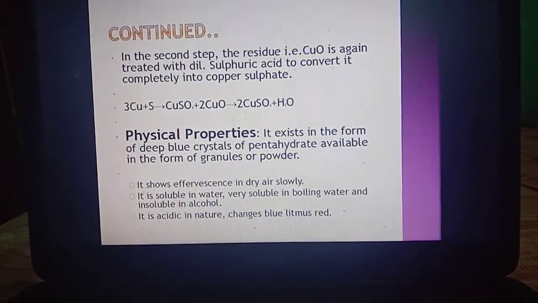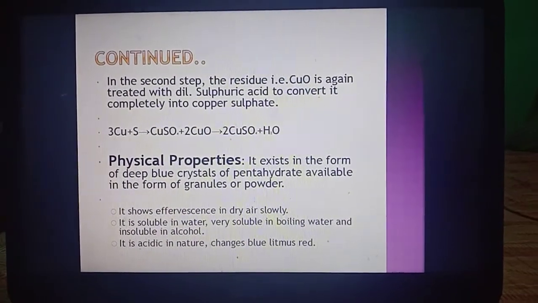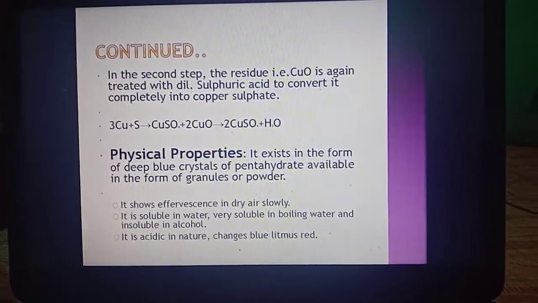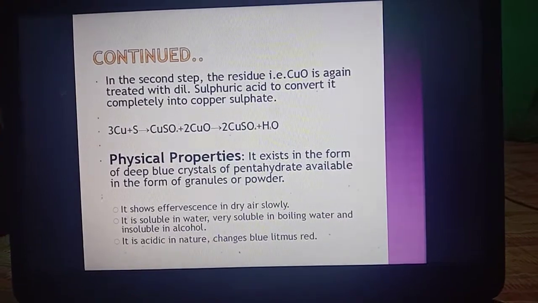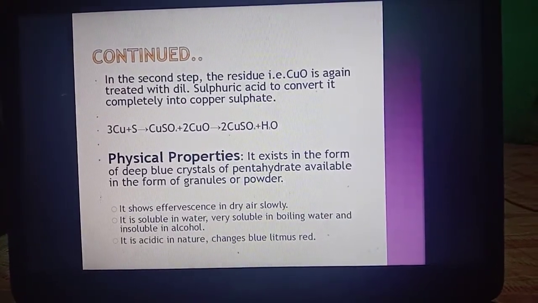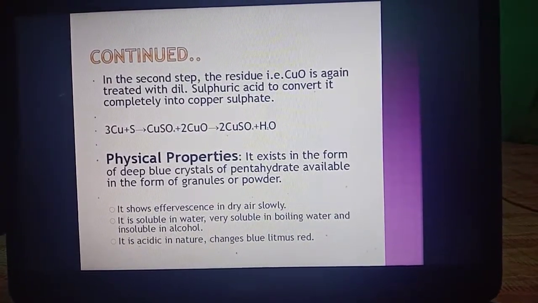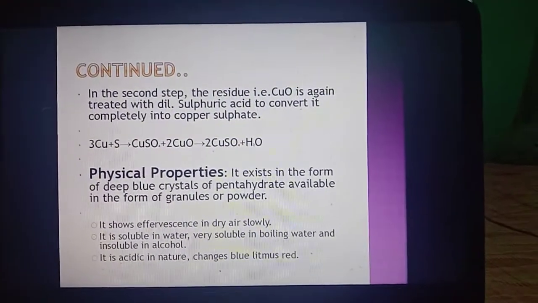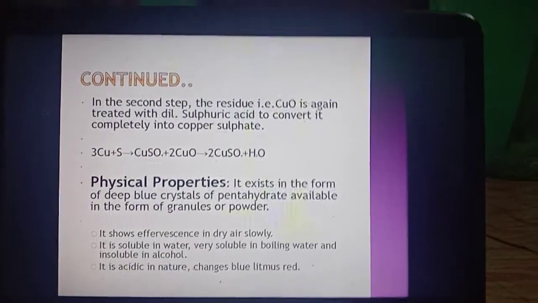Now coming to the physical properties. It exists in the form of deep blue crystals, or pentahydrate available in the form of granules or powders. It effloresces slowly in dry air. It is soluble in water, very soluble in boiling water, and insoluble in alcohol. It is acidic in nature and changes blue litmus red.